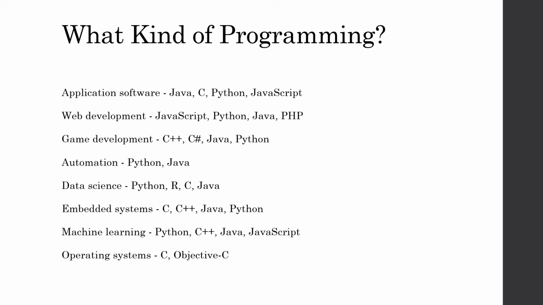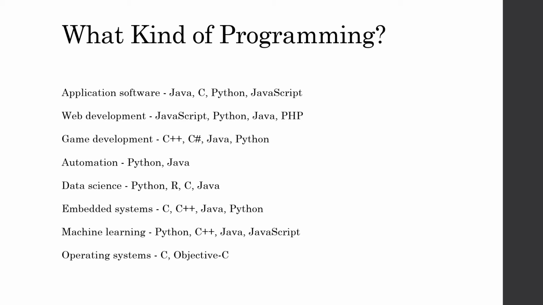Say, for example, with application software, there are languages such as Java, which we'll be using in this course. There are also languages like C, Python, and JavaScript. Primarily, you're going to use JavaScript for web development, so there's a little bit of application software using specific frameworks with JavaScript. In web development, you've got JavaScript, Python, Java, and PHP.